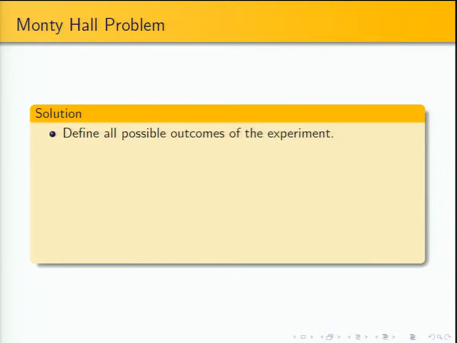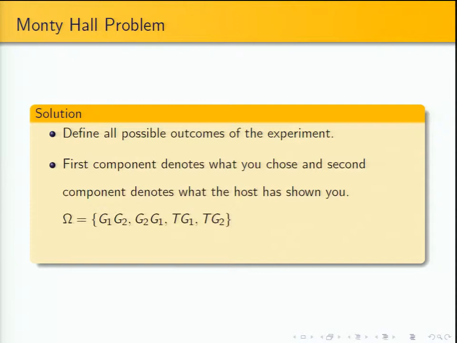Those who have already seen this might not have seen it in terms of the experiment outcomes. So let us see what are the possible outcomes of this experiment. What are the various possibilities? Let me denote the two goats as G1 and G2, and the treasure as T. The first component will denote what you have chosen in the first place when all the doors were closed. Initially every door is closed. You could have chosen G1, G2 or T. These are the three possibilities. The first component can take these three values, right?